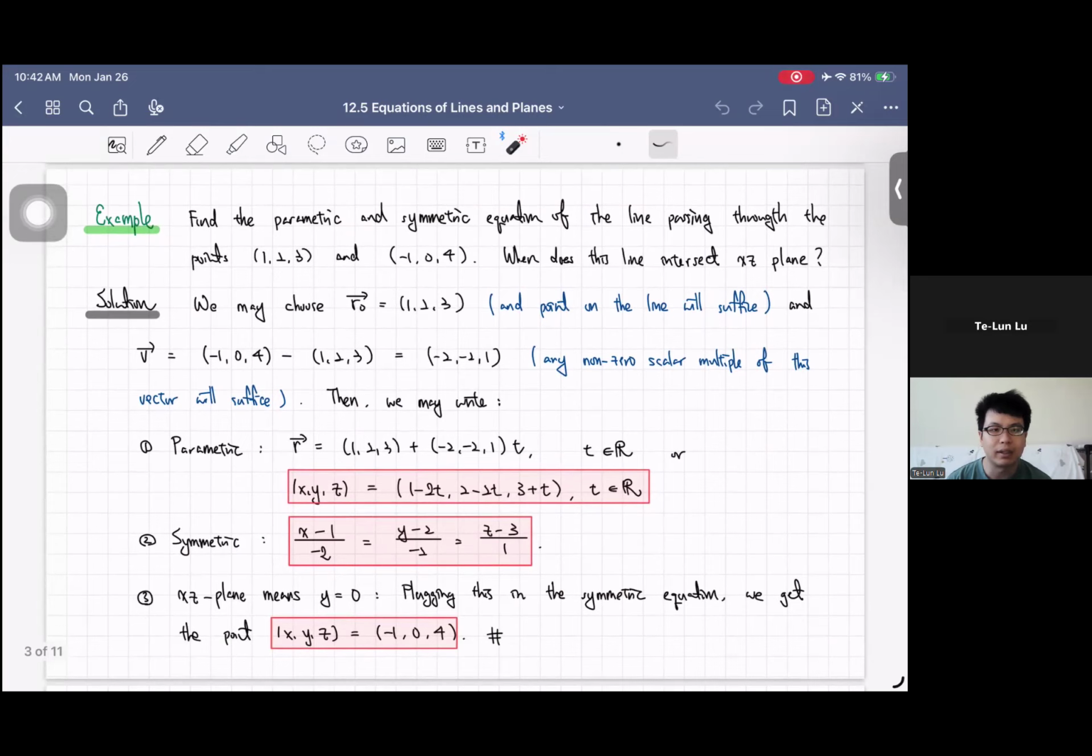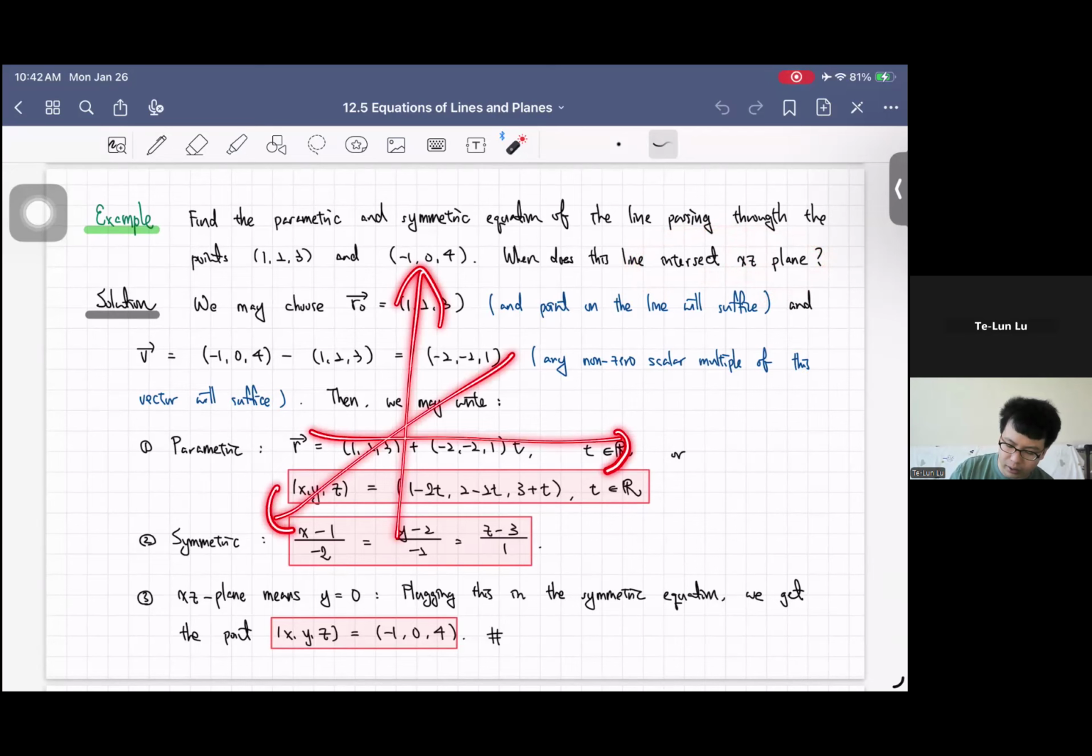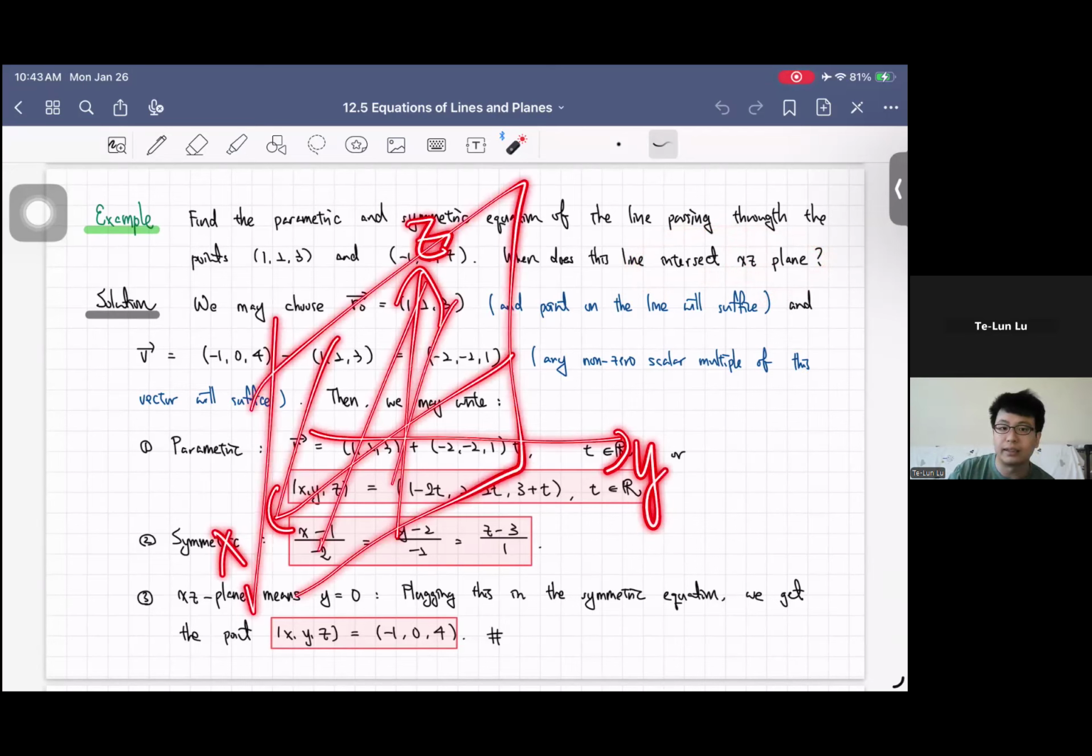Okay, so now let's do some examples. The first problem here is to find the parametric and symmetric equation, so both representations of a line, passing through this particular point, 1, 2, 3, and -1, 0, 4. I also asked you when does this line intersect the XZ plane? Don't forget that the XZ plane is the plane where y is 0. So in terms of a three-dimensional coordinate system x, y, z, this is the XZ plane. It contains every point where y is 0.